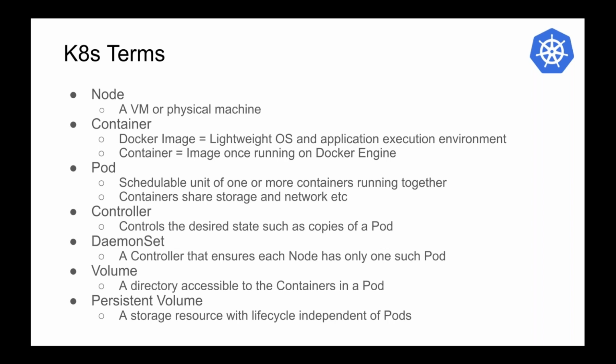A volume is a directory accessible to the containers in a pod. A volume has the same life cycle as a pod. That is to say, when the pod is gone, there's no reason to keep this volume anymore. That is different from the concept of a persistent volume. By being persistent, that means if you want something to be kept, for example, you have journals or a database, a persistent volume is where you keep your data, independent of the life cycle of the pod.